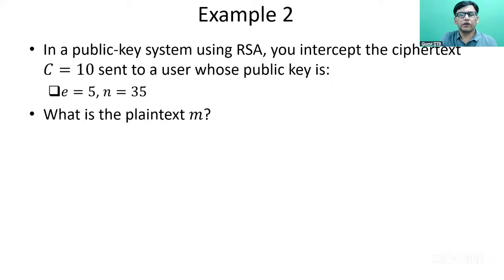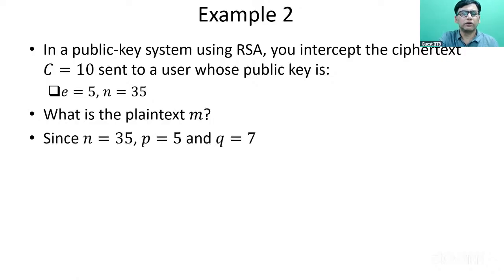Using just the ciphertext and the public key, as we know, it is typically computationally infeasible to calculate a plaintext. But in this case, N is 35. It's just an example. So we'll just demonstrate how the plaintext can be obtained from the ciphertext and the public key, since the exponent is very small. Since N equals 35, we note that the prime factors of N are P equals 5 and Q equals 7. We get that by just factoring the number.